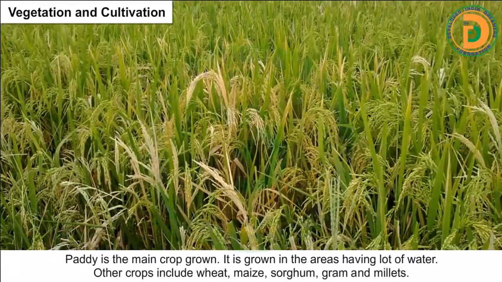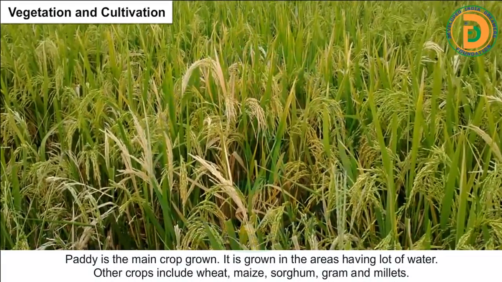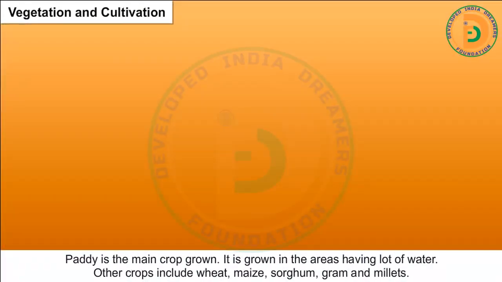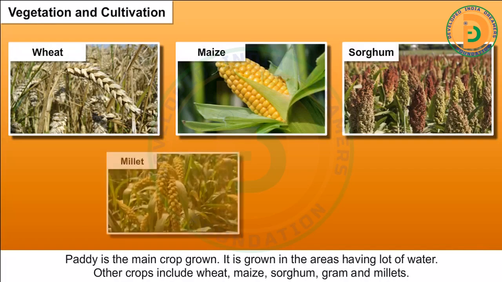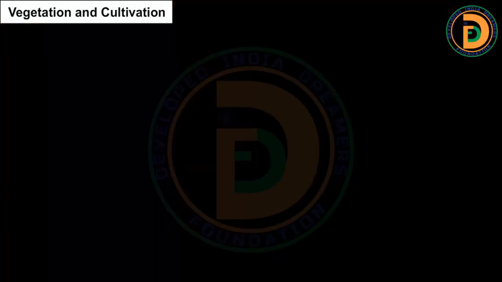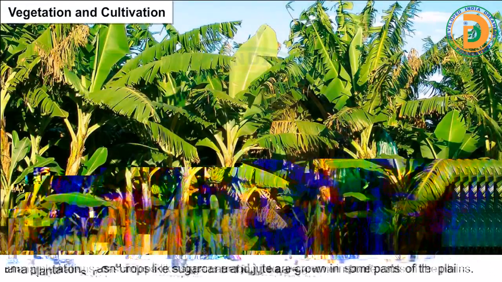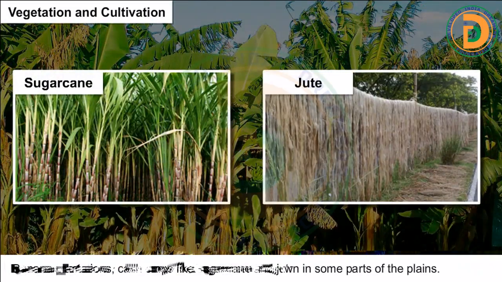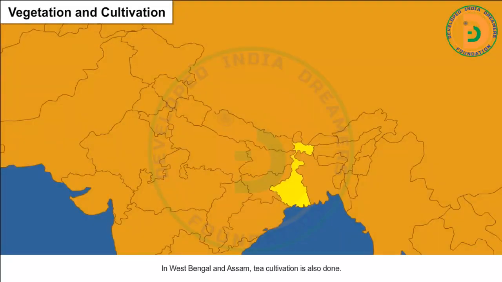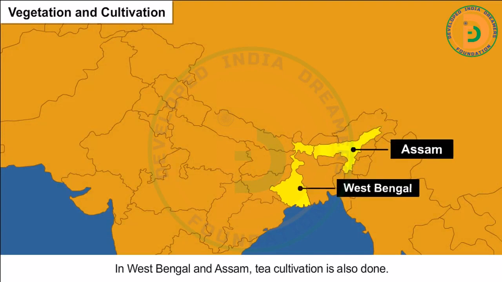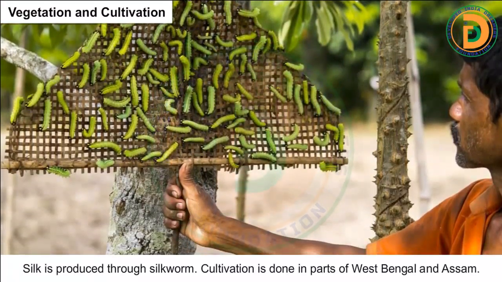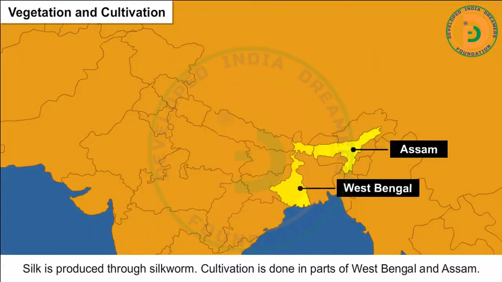Paddy is the main crop grown. It is grown in the areas having a lot of water. Other crops include wheat, maize, sorghum, gram and millets. Banana plantations and cash crops like sugarcane and jute are grown in some parts of the plains. In West Bengal and Assam, tea cultivation is also done. Silk is produced through silkworm cultivation in parts of West Bengal and Assam.